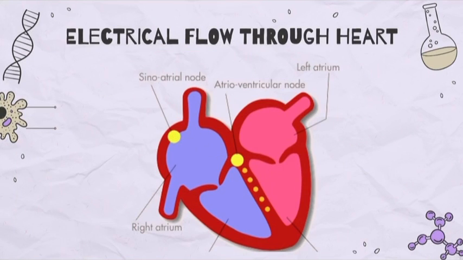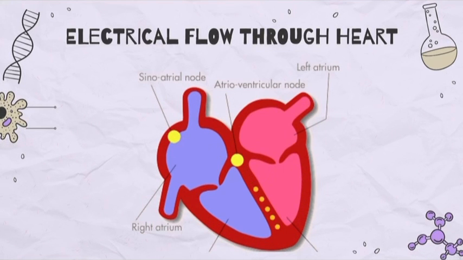Okay, so now we're going to follow the electrical signals traveling through the heart. The heart begins at the sinoatrial node, or the SA node, located in the right atrium. This node acts as the heart's natural pacemaker, spontaneously generating electrical impulses between 70 and 80 times per minute. These impulses spread across the atria, causing atrial contraction, then reach the AV node, which briefly delays the signal to allow the ventricles time to fill with blood.